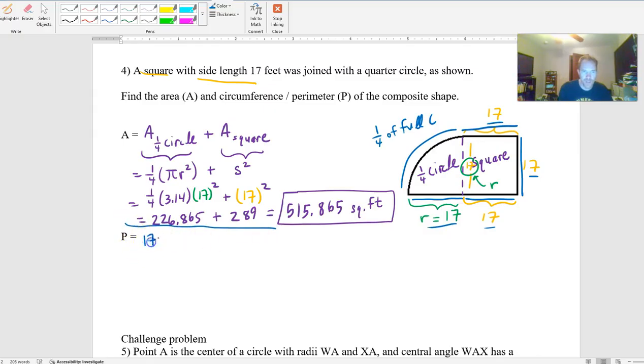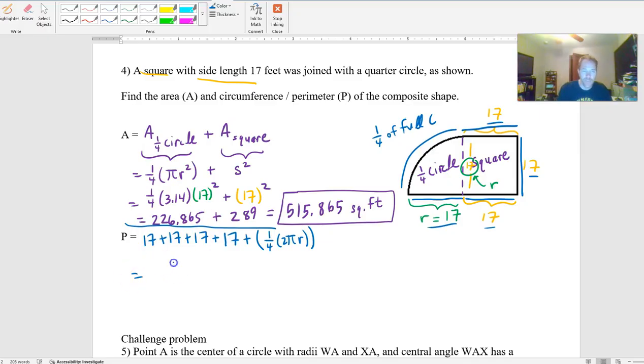So we got 17 four times and 1/4 of the full circumference. So I'm just going to write it down as 17 plus 17 plus 17 plus 17, and then plus 1/4 of the full circumference. If you remember that formula, it is 1/4 of 2 times pi times the radius, 2 pi r. Actually, that's it, because we're not doing the 17 inside. This is all we need. This is everything we need here.